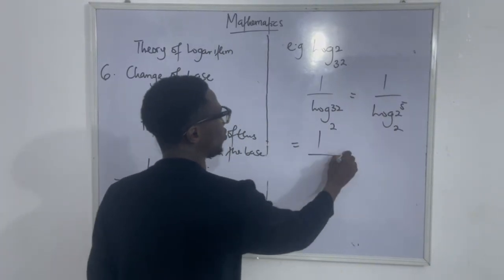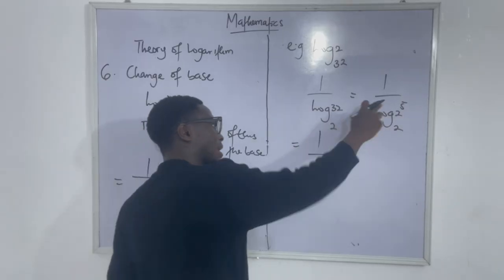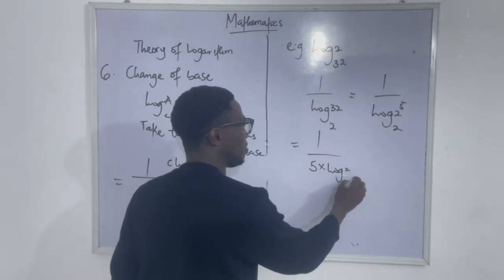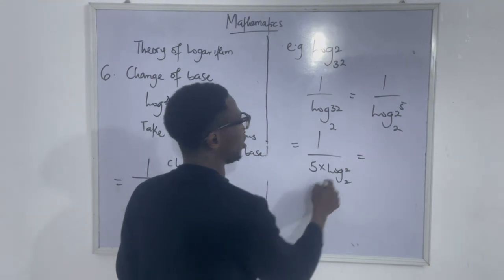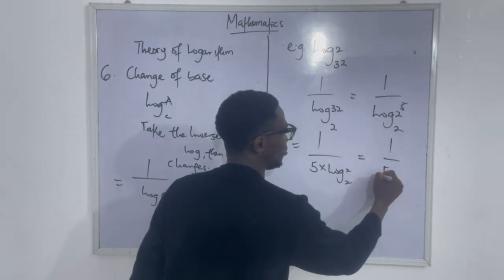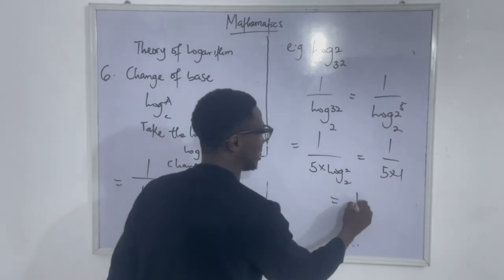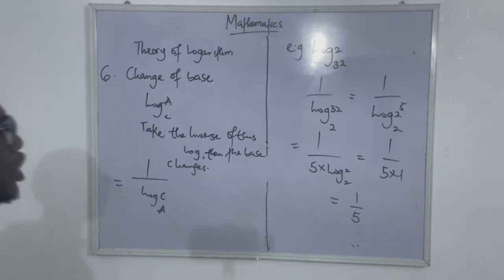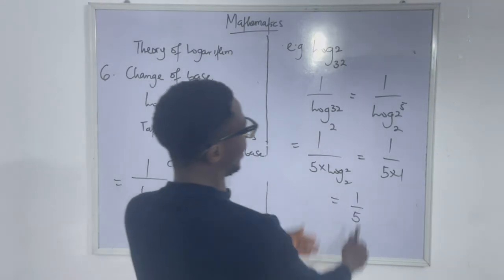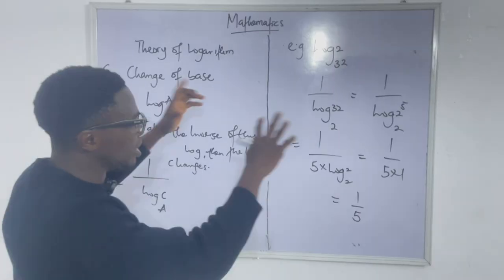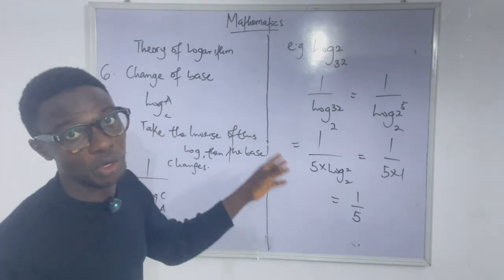Now, we said whenever we have the power, then it will multiply the log of its number to its base. And log of its number to its base, we established, is 1. So that's 1 over 5 times 1. The final answer is what? 1 over 5. So having established this, we have actually exhausted the theories under logarithm.